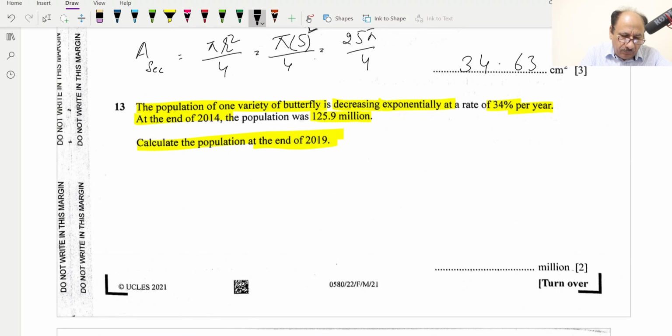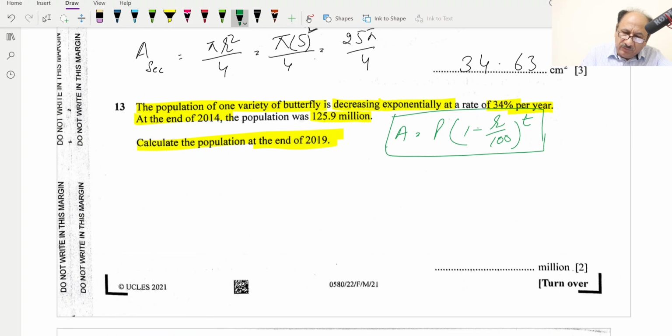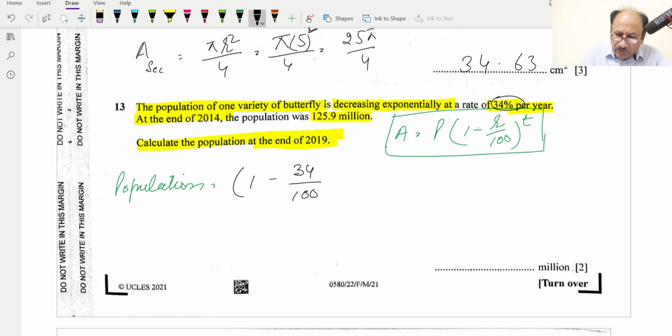So exponential formula, population will be equal to, what is the formula? Formula we can mention, amount is equal to P, principal amount, into 1 minus R over 100 raised to the power T, time duration, right? So this will be the formula which we will be writing, and instead of P I will write here population, because it will be confusing with formula P. So population is equal to 1 minus rate is provided 34%, so 34 over 100 and raised to the power.